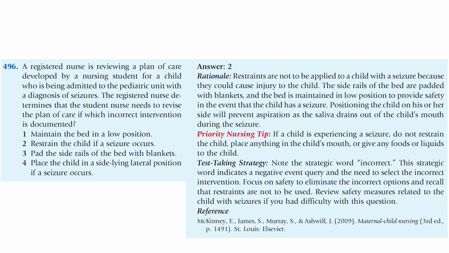Answer 2. Rationale. Restraints are not to be applied to a child with a seizure because they could cause injury to the child. The side rails of the bed are padded with blankets, and the bed is maintained in low position to provide safety in the event that the child has a seizure. Positioning the child on his or her side will prevent aspiration as the saliva drains out of the child's mouth during the seizure.